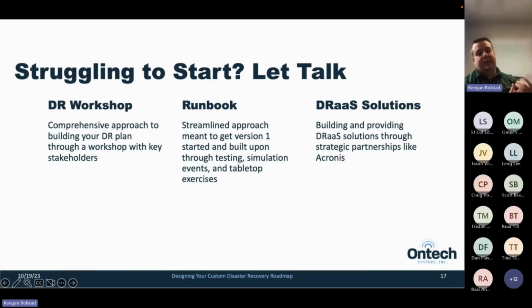Another option that we've put together is what we call a run book, and it's really just a streamlined approach just to get version 1 done. We're essentially trying to sprint to get to step 6 to start to test and then use tabletop and simulation to learn from and improve on.